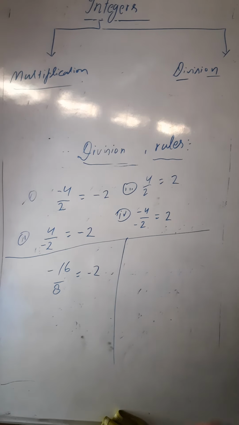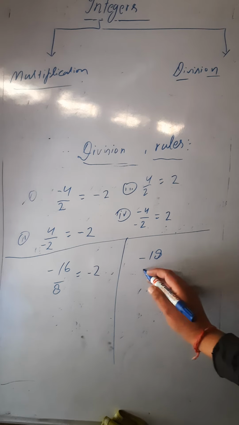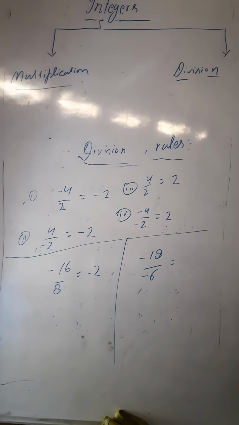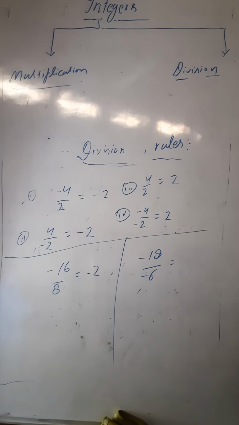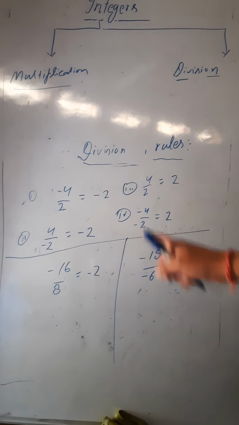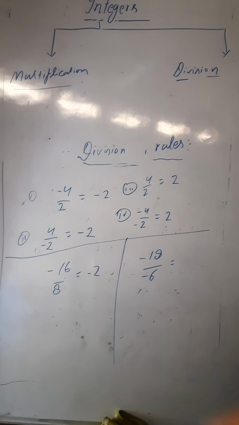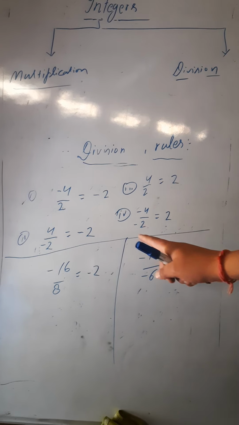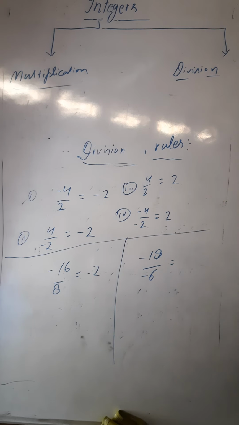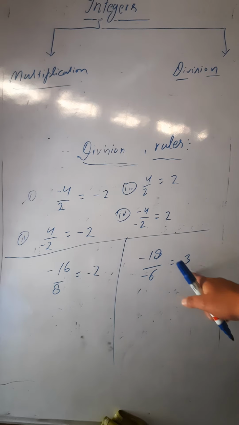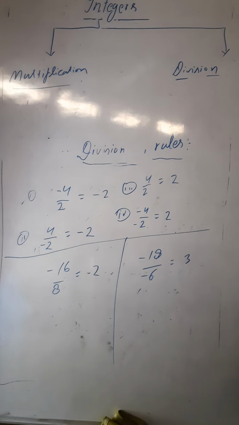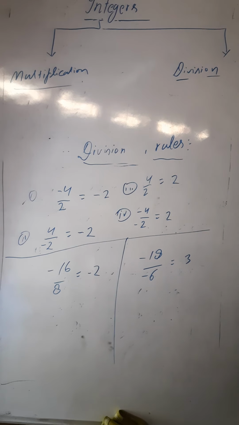Now let me give you one more. Minus 18 divided by minus 6. How will you solve this? Which rule will work here? Yes, rule number 4 will work here. Rule number 4 is when both the integers, the numerator as well as the denominator, are negative, then the sign is positive. So 6 3s are 18. So the answer will be plus 3, not minus 3, because both are negative integers here. Are you getting it? So these are the division rules. Hope you know this now.